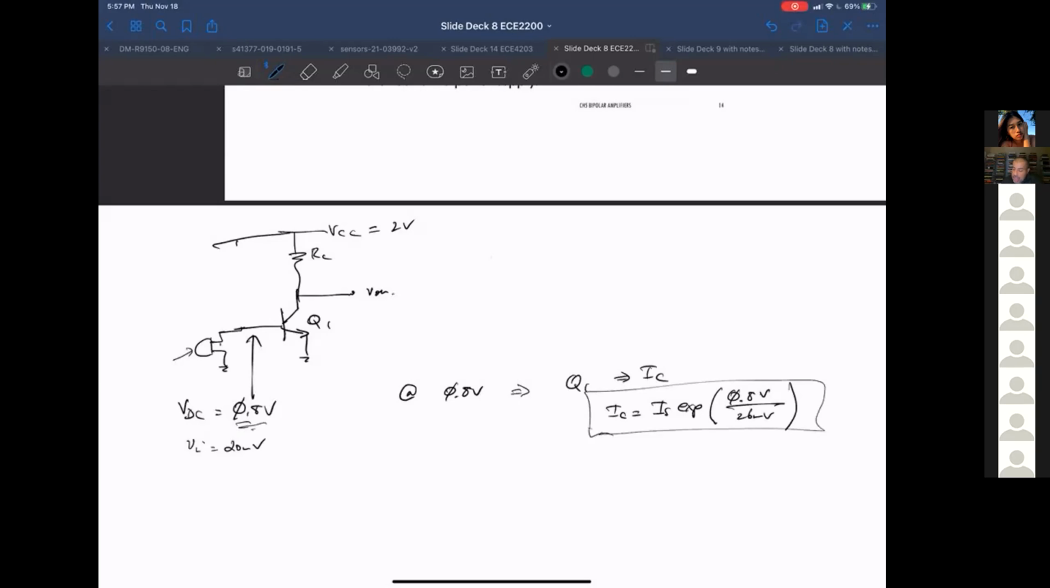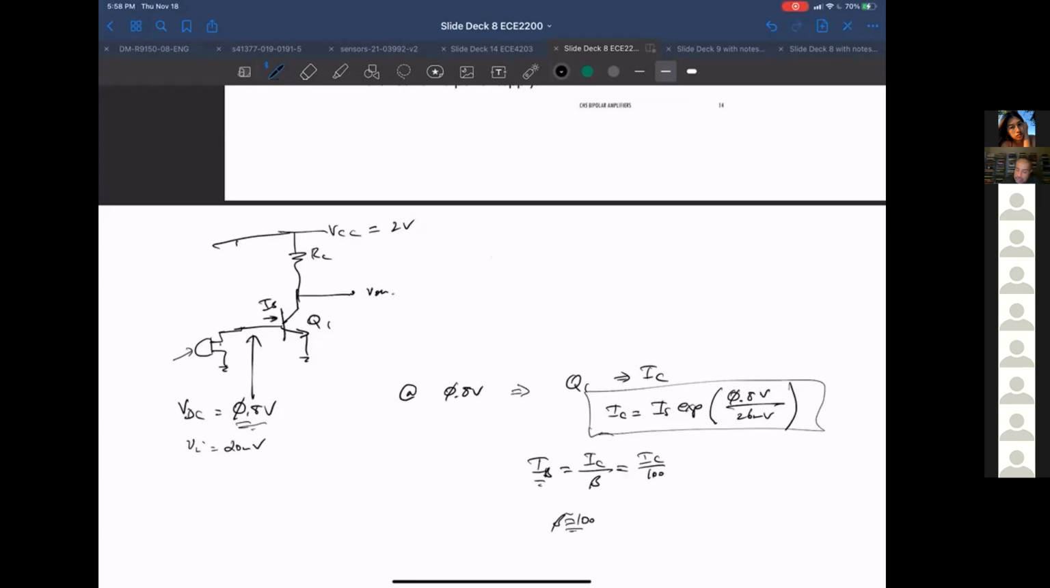At that collector current, I'm also going to have a base current that's going to be that collector current divided by the current gain. So for the sake of discussion, say beta is about 100, average beta. So I'm going to have I sub C over 100 is going to be this I sub B going into this.